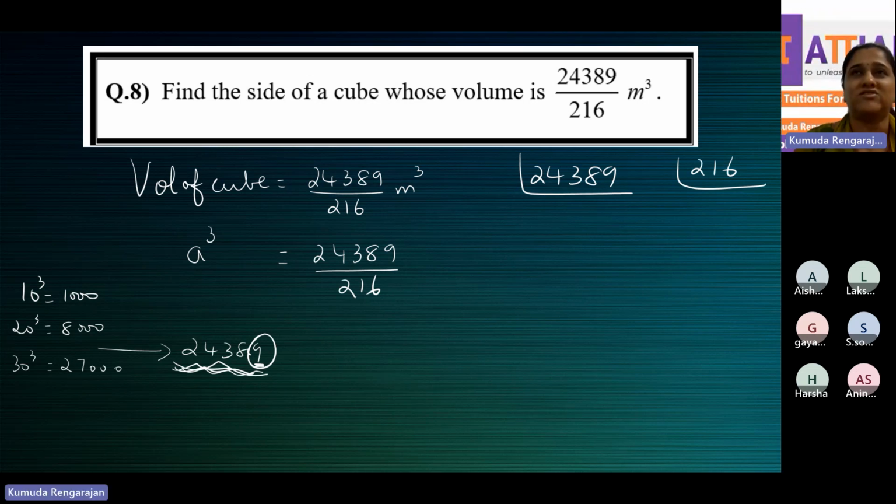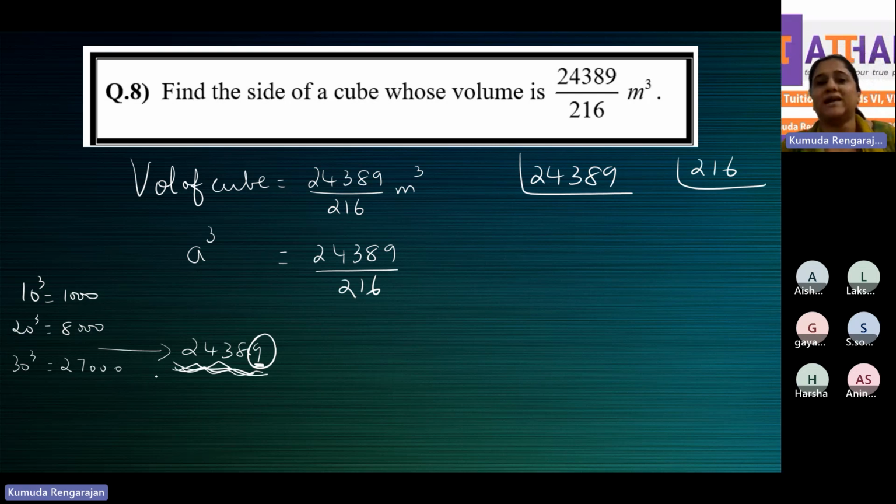It cannot be 21 because if it's 21, it'll end with 1. If it's 22, it'll end with 8. If it's 23, it'll end with 7. If it's 24, it'll end with 4. So like that, it has to be 29. Only then can it end with the digit 9.